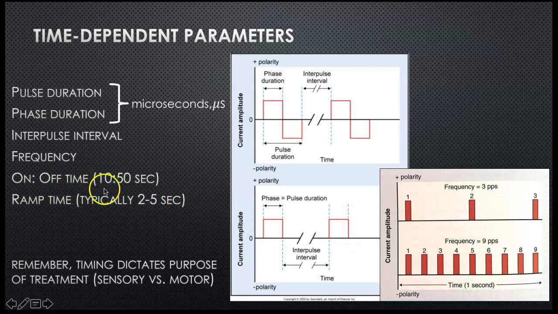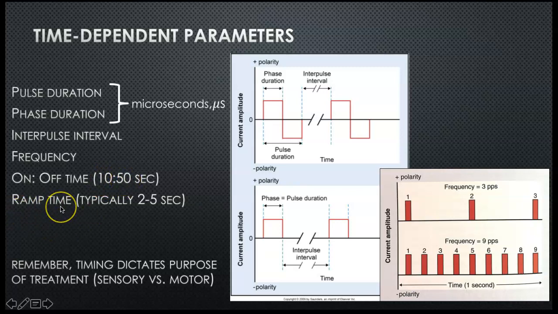It's probably most common when you're doing NMES for muscle contractions. So it's usually written this way. It'll be like a 10:50, or it might be a 10/50. It means it's on for 10 seconds and off for 50 seconds.